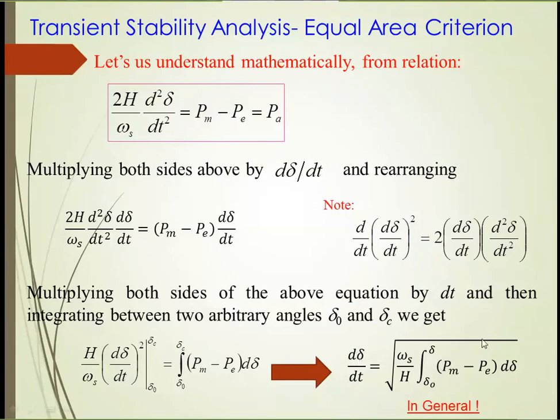And what we find here is this one. That means the integral of the change in the power. In fact it's not the summation but the integral. That means you continuously sum the difference in power between mechanical power and electrical power. You do the integration between the two angles, delta 0 to delta 1 or delta 1 to delta 2 and so on. That will define the rate of change of angle position, right?